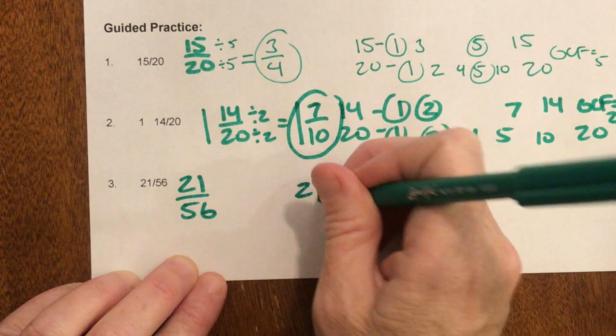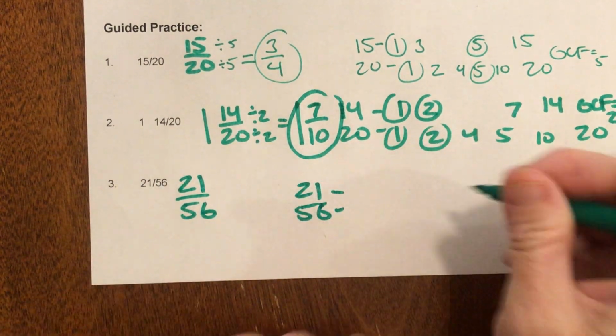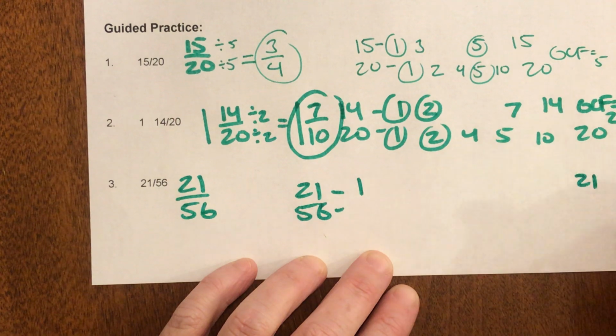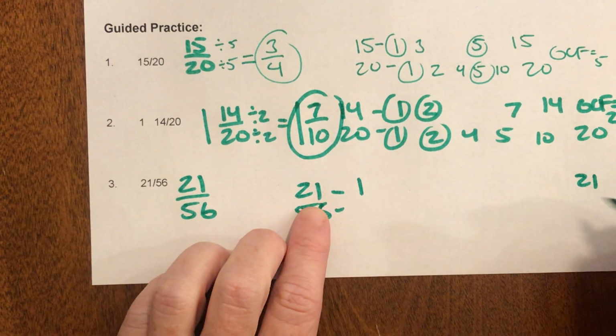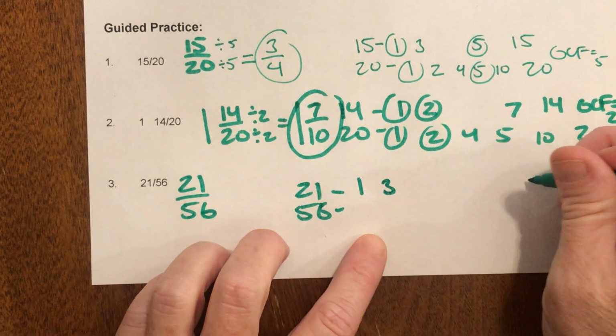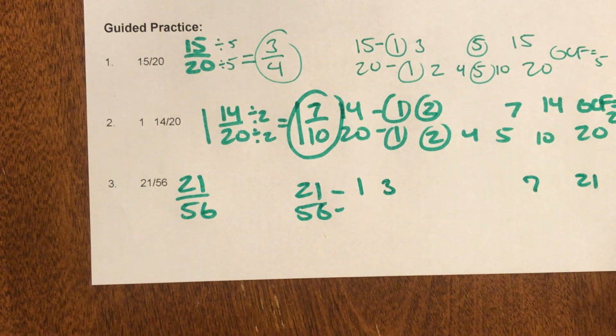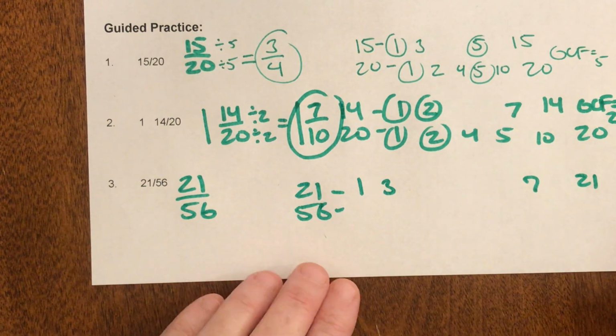So for 21, we know it's 1 times 21. 2 won't work because it's odd. 3 times 7. 4 doesn't work. 5 doesn't work. 6 doesn't work. So that one only has 4 factors.